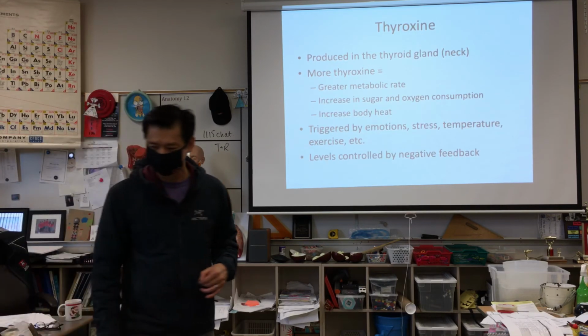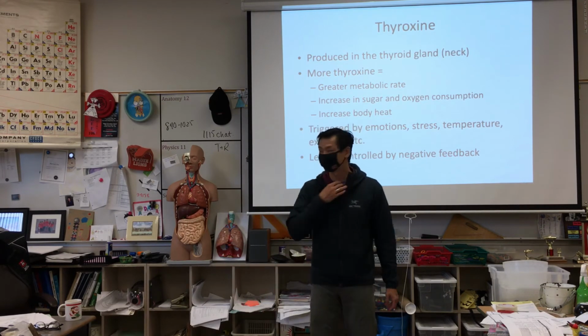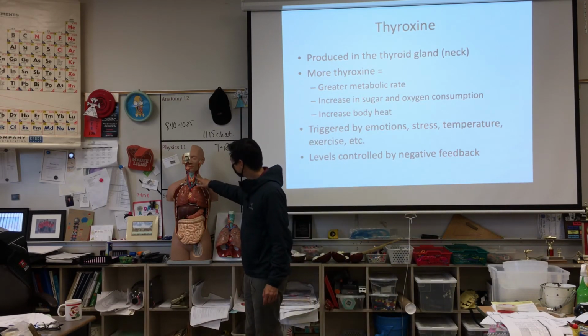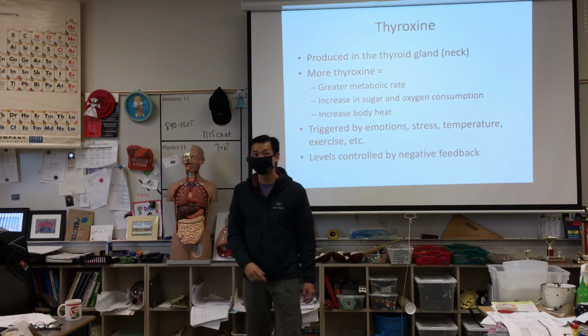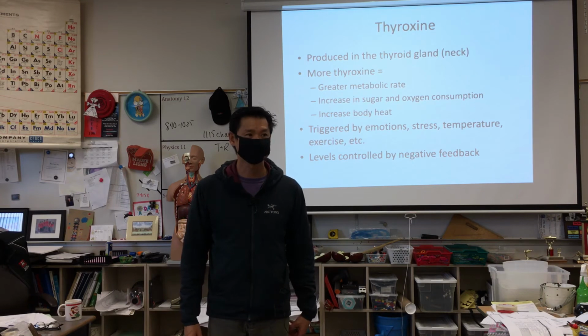Thyroxine. Thyroxine is produced by a gland in your neck. Right here, actually, you can see it. This is your trachea, your larynx, and then there's this fatty thing here. That's your thyroid gland. Now it's an endocrine gland. Endo means it ends up in your blood. It produces chemicals that end up in your blood.